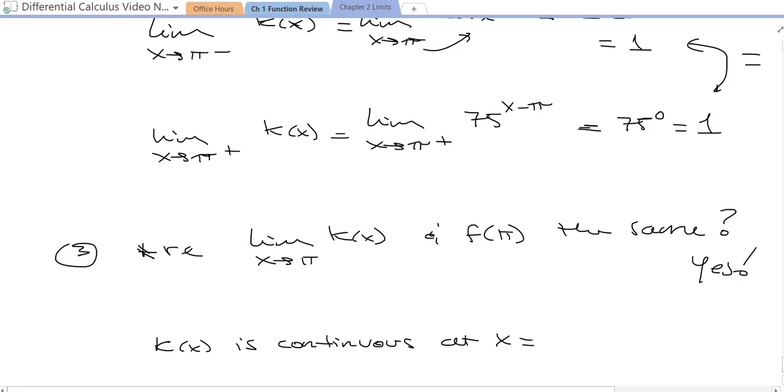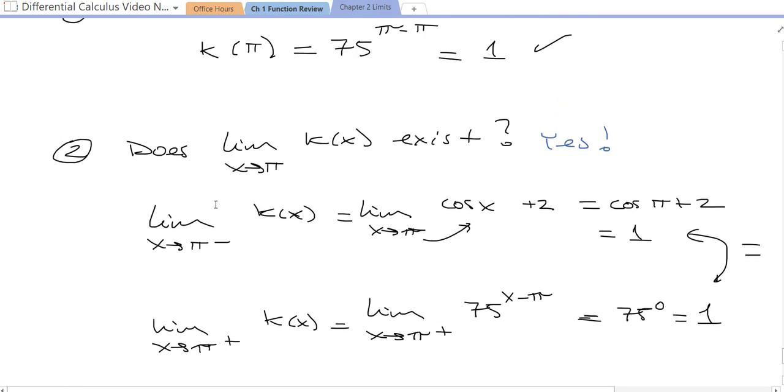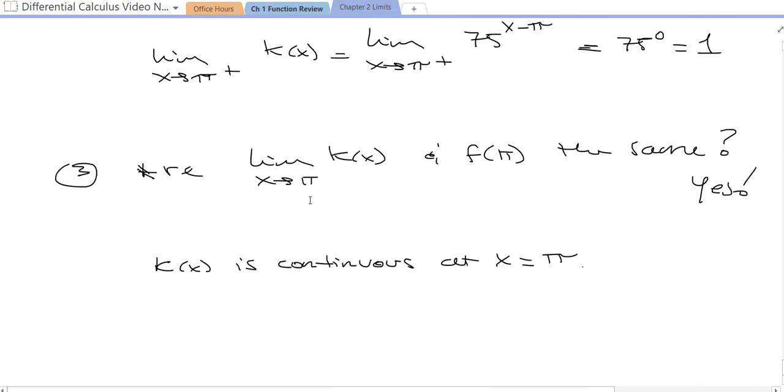at x equals pi. And in fact, in this case, well, it is continuous, but we can see that it is right continuous. So a function is called right continuous if the limit as x goes to pi from the right is equal to the function value. And it is left continuous if the limit from the left equals the function value. So I'll talk about the left continuous and right continuous in my next video.